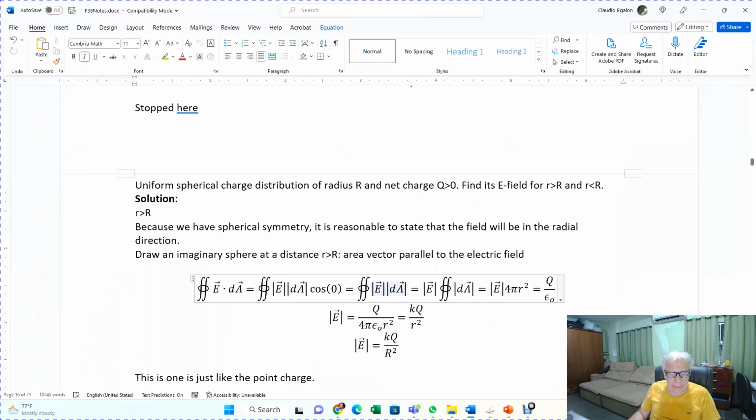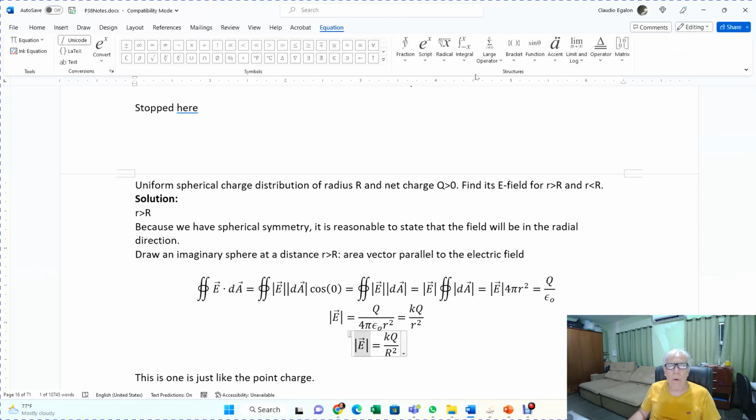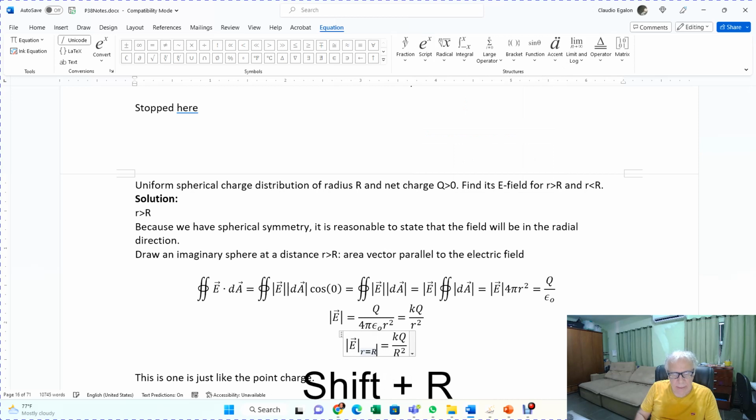Because of that, we can take the electric field outside the integral. The process is exactly the same as for the point charge and the spherical shell, as you can see. And we find that the electric field is kq over r squared. Okay? At r equal to big R, that's the value that we end up getting for the electric field.